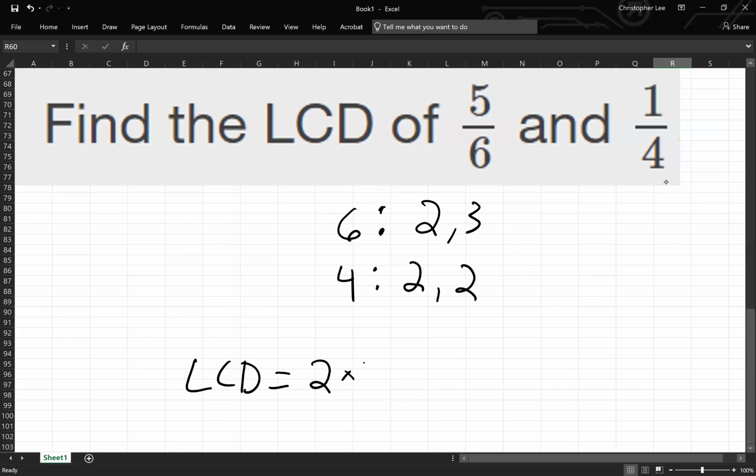So 2 times 3, right? That's the top portion right here. And then all I have to do is look at the second set. Now I already have a 2 in the LCD here, but in the 4 I have 2 of them, right? I have two twos, so I need to put an extra 2 here to make it complete. So that's how you get your LCD right there. So 2 times 3 times 2, which is 12, as you guys said.